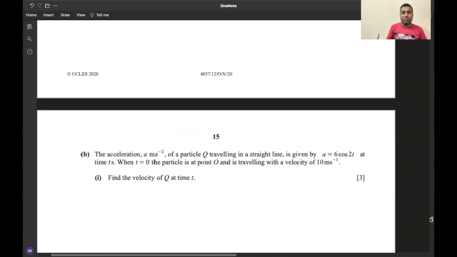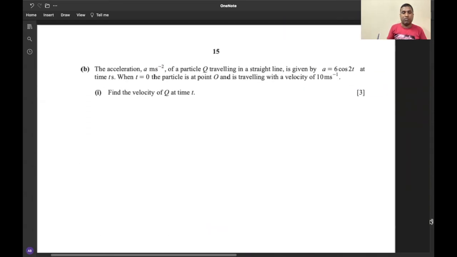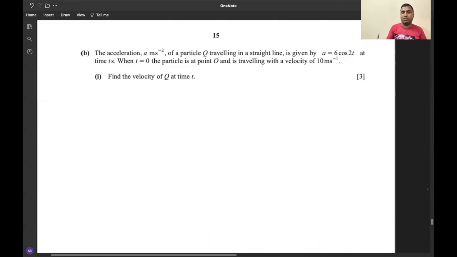Now let's see what is happening. Oh, this is another question, separated maths. The acceleration a of a particle traveling in a straight line is given by this. We need to find out, at t equals 0, velocity is 10 meter per second. We have learned if displacement is differentiated, we are having velocity, and if velocity is differentiated, we are having acceleration.